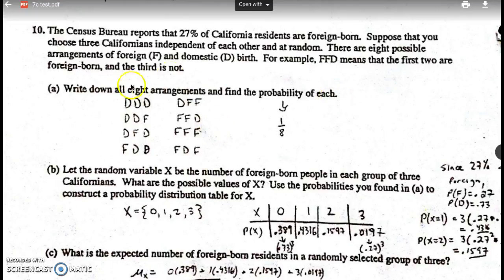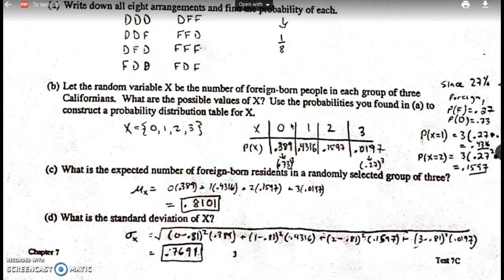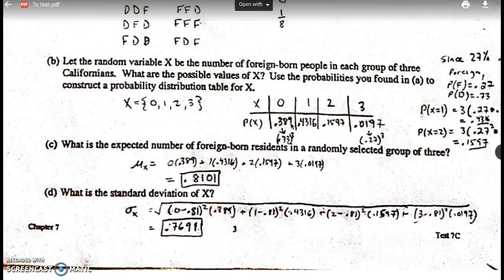So I put down all 8 arrangements. The probability of each one of these things happening is 1 out of 8. Part B, let the random variable x be the number of foreign-born people in each group of 3 Californians. What are the possible values of x? First thing, possible values of x are 0, 1, 2, or 3. Second part, use the probabilities you found in A to construct a probability distribution table for x.